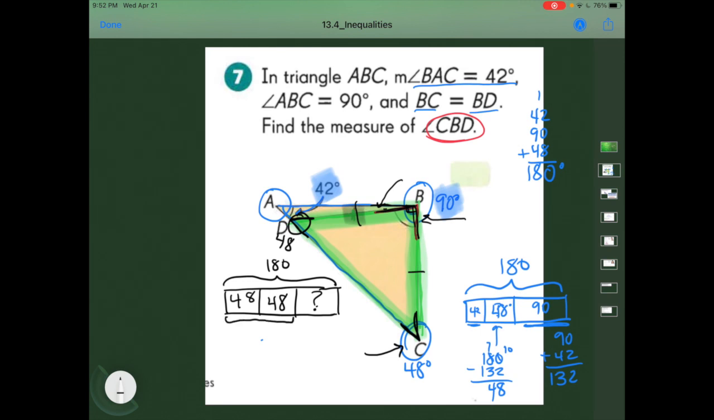If we figure out this combined amount, 48 plus 48: 8 plus 8 is 16, 4 plus 4 is 8, plus 1 is 9. So I know this is 96. So to figure out the missing part, 180 minus 96 would be 84 degrees. So this missing angle is 84 degrees.